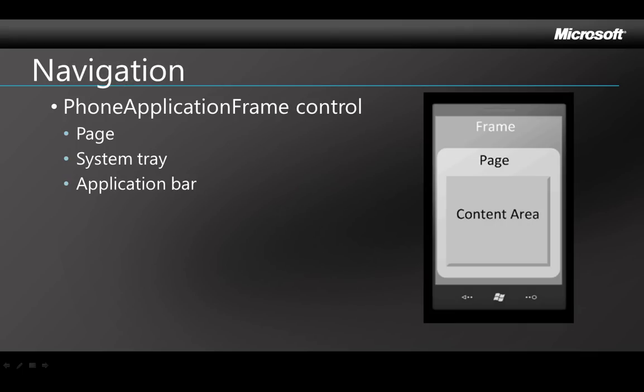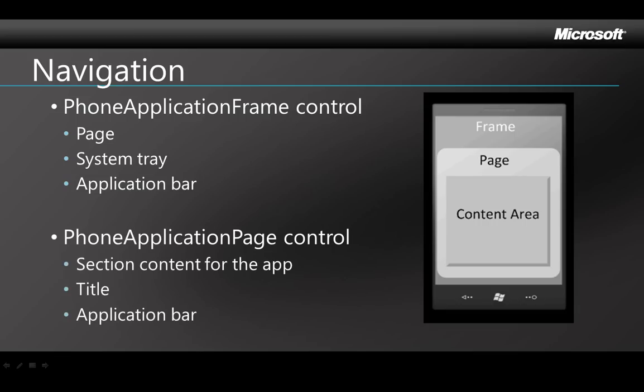The top-level container control is the phone application frame. An application can have only one frame. It has a client area to display an application, and it can also show a system tray and an application bar that's covered in another video in this series. Each phone application page holds content. You create as many different pages as you want and then navigate to those pages from the frame. A page has a title and it can have its own application bar.